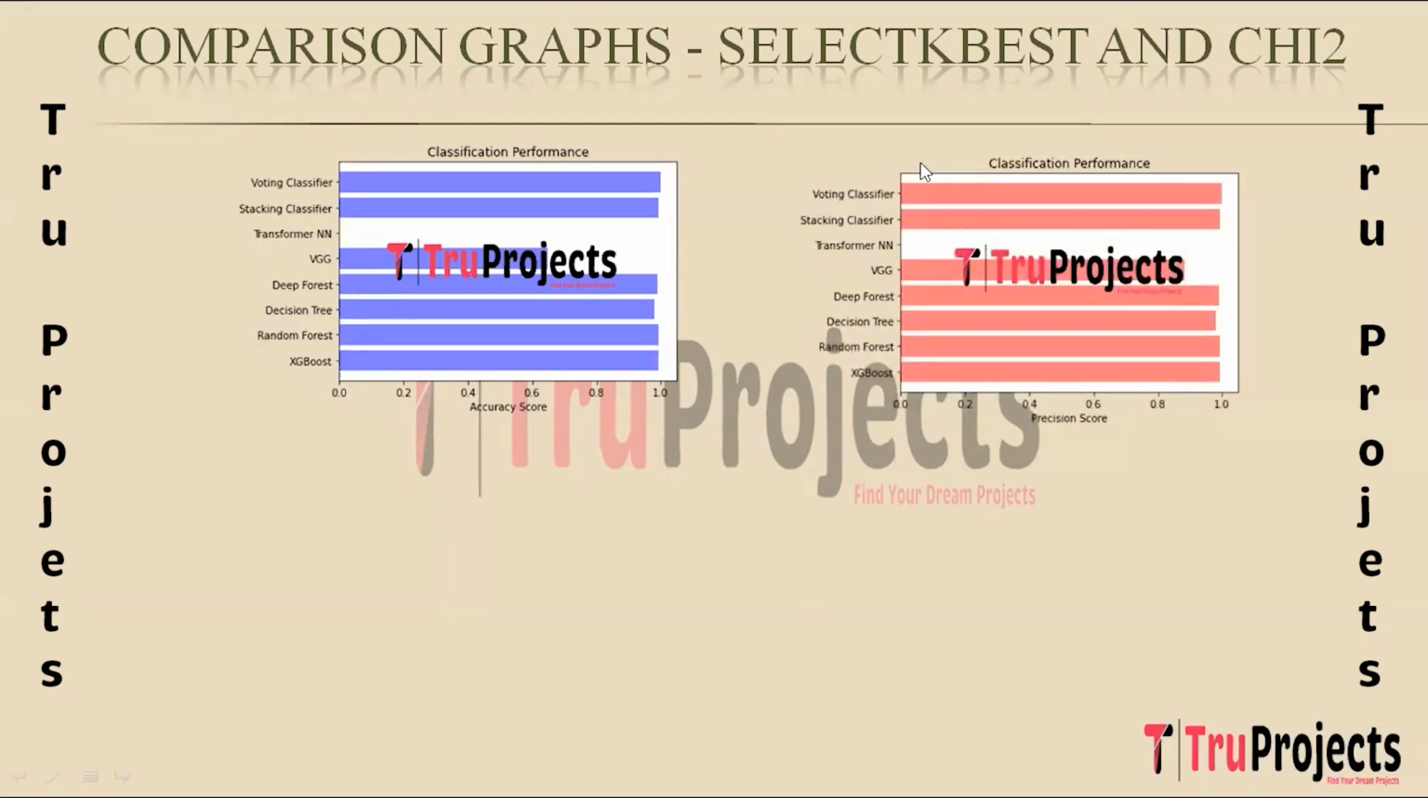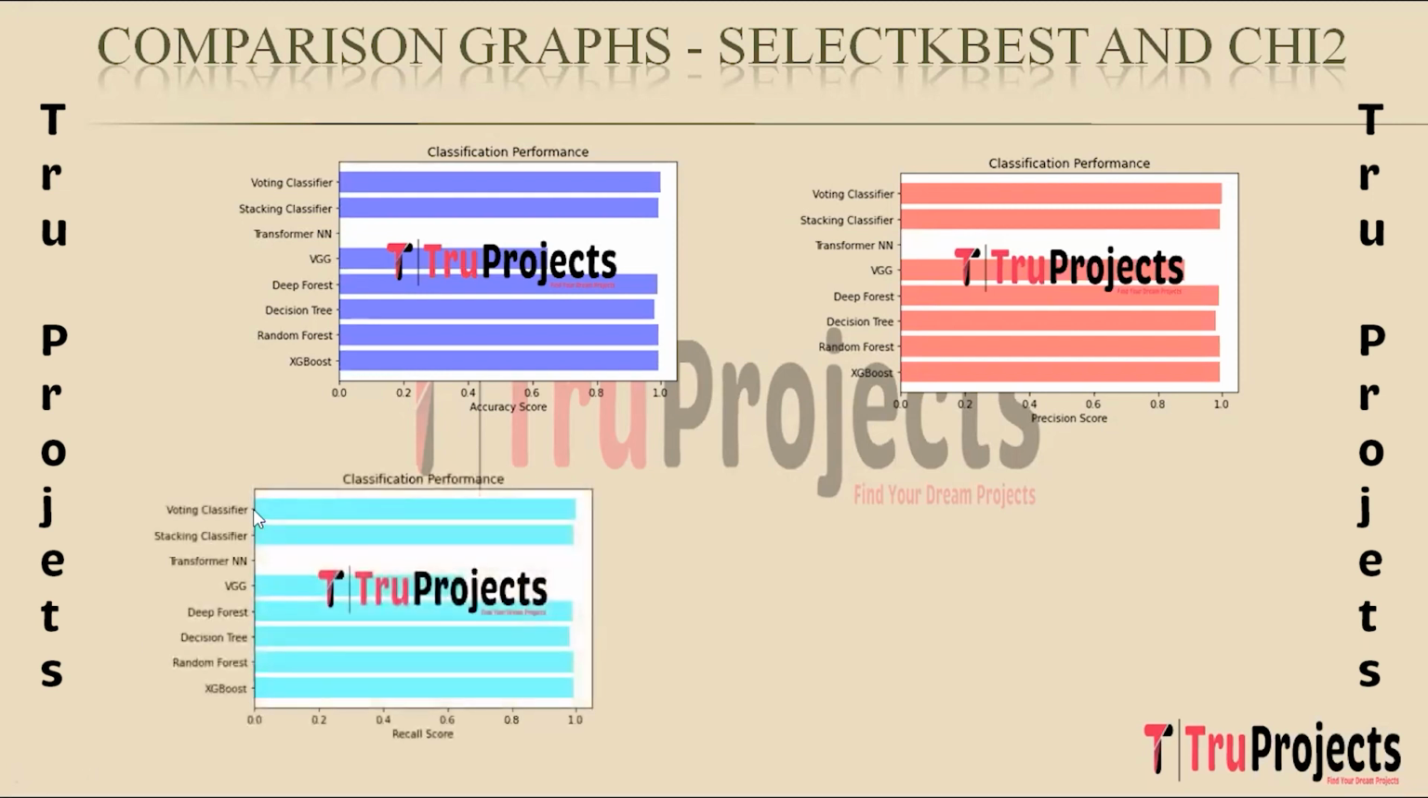This is precision scores comparison graph. In this graph on x-axis I have precision scores and on y-axis I have algorithm names. So precision measures the accuracy of positive predictions, indicating how many predicted positives were actually correct. This is recall scores comparison graph. In this graph on x-axis I have recall scores and on y-axis I have algorithm names. So recall measures the ability to identify all relevant instances, showing how many actual positives were correctly predicted.